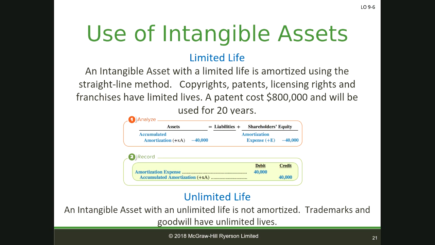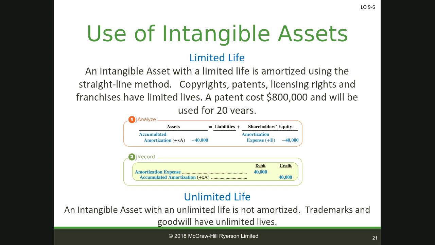So some intangible assets have a limited life, most of them do. Some intangible assets have an unlimited life. What's an example of an intangible asset that has an unlimited life? That would be goodwill. Goodwill has an unlimited life. We don't actually do anything to make it shorter, right? Goodwill can last forever. It can build up in a company, right? It's a tremendous asset. It can be bought, okay?